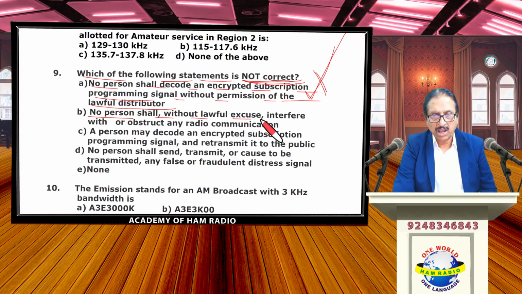No person shall, without lawful excuse, interfere with or obstruct any radio communication. This statement is also correct. Remember, here you have to identify the statement which is not correct. So, a person may decode an encrypted subscription programming signal and retransmit it to the public. It is wrong. That means it is not correct. So the correct option is Charlie.